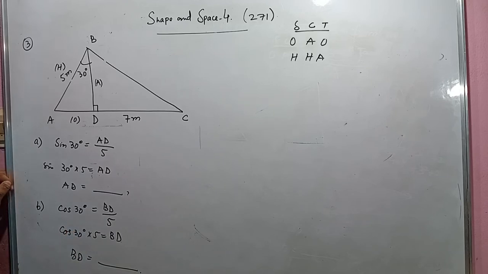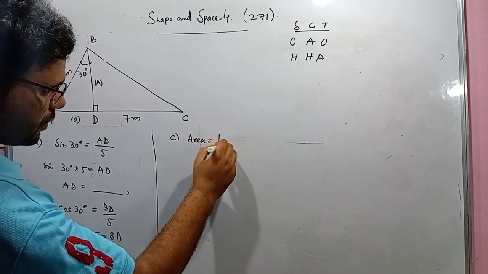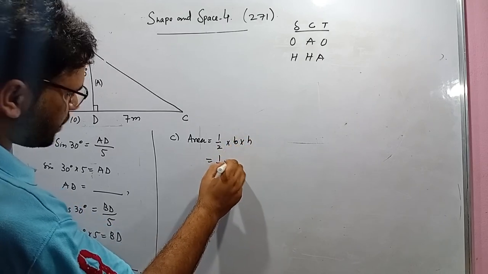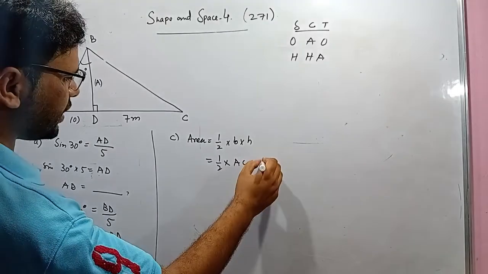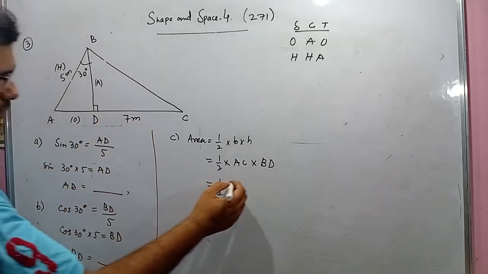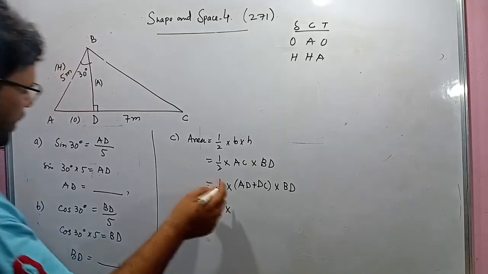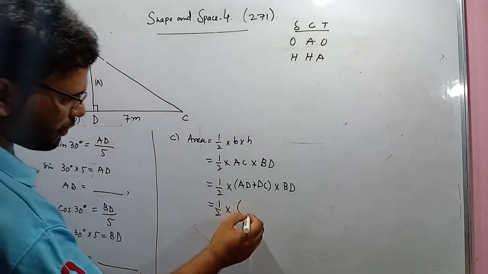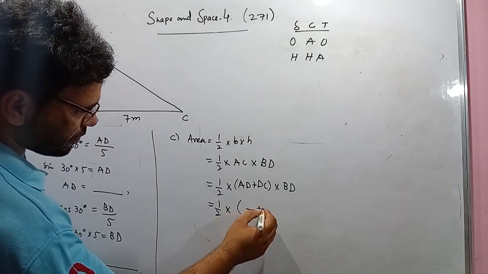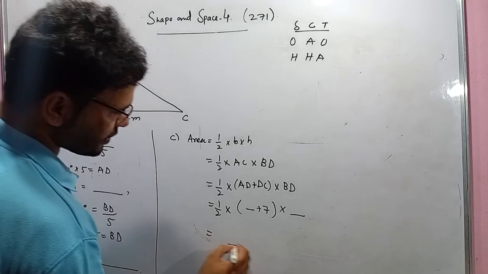Now next, the area ABC. We need to find the area of ABC. The C part is, you can see area of triangle is 1 by 2 into base into height. That's 1 by 2. What is base? That is AC. What is height? That is BD. You can see 1 by 2 into, what is AC? AC is AD plus DC into BD. So that's 1 by 2 into what is AD. AD I have found here. You will put here the value of AD. Then DC, you will put the value of DC, that is 7. Then BD, you will put here the value of BD. Then you will calculate, you will get the answer.